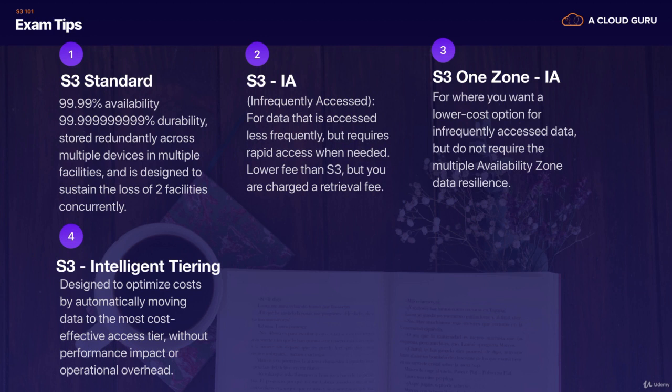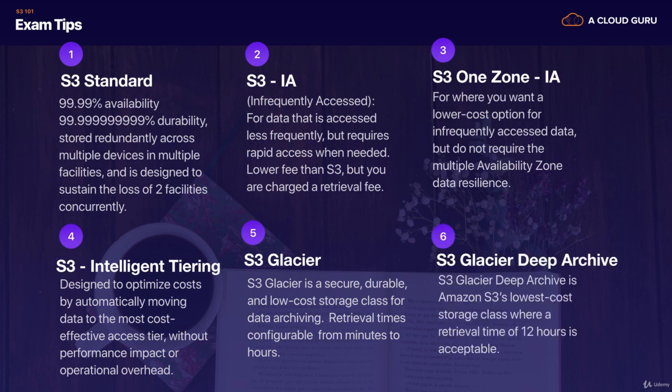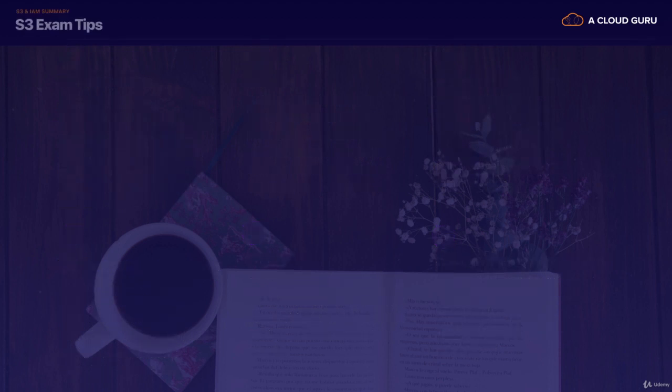S3 Intelligent Tiering uses machine learning to move your objects around depending on how often you use them. S3 Glacier is for data archival, and you can configure your retrieval time from minutes to hours. And then we have S3 Glacier Deep Archive, and this is basically Amazon's lowest cost storage class, but you will have a retrieval time of 12 hours.